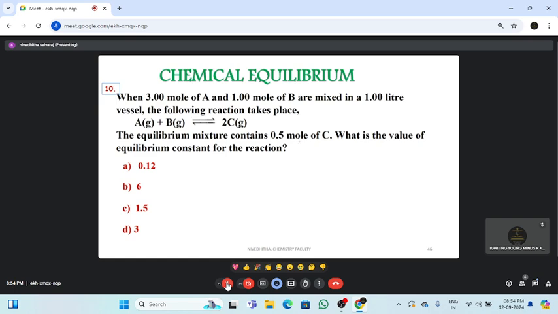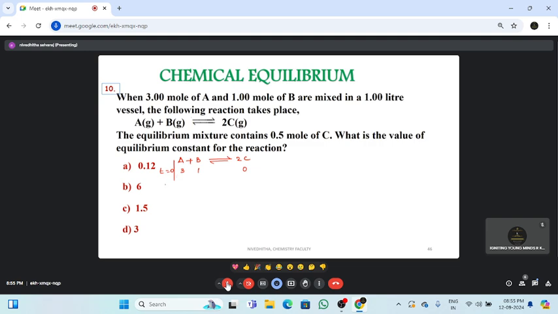So, what is the given reaction? A plus B, that is 1 mole of A is reacting with 1 mole of B to give 2 moles of C. So, Option A. Okay, we'll check, Ritesh. Initially, what is the number of moles of A? It is 3 moles. What is the number of moles of B? It is 1 mole. And the quantity of C will be 0 because the reaction has not started yet.